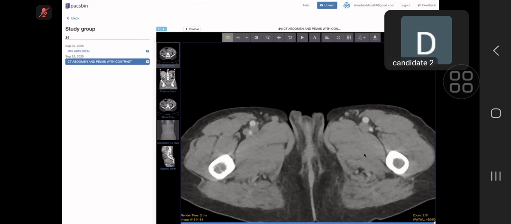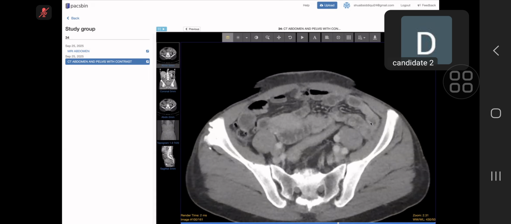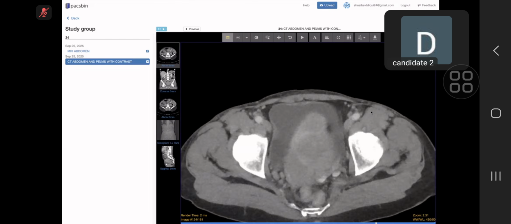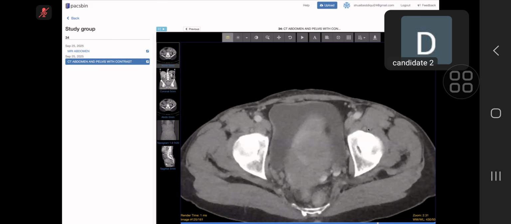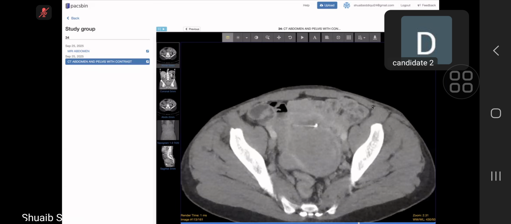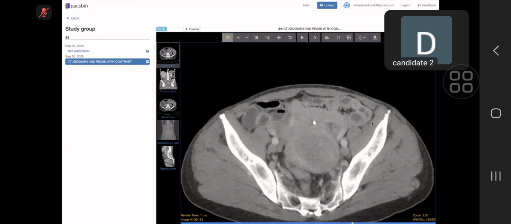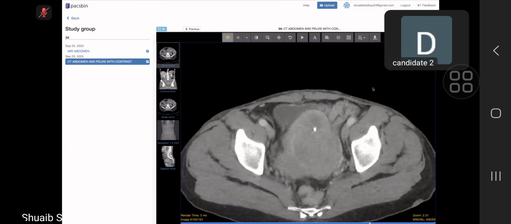Okay, now this is a female patient with a uterus. While I'm going up, I can notice that there is evidence of an IUCD within the uterus, but it appears to be in an abnormal position. I will go up.